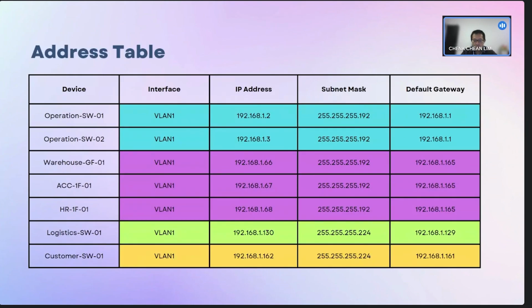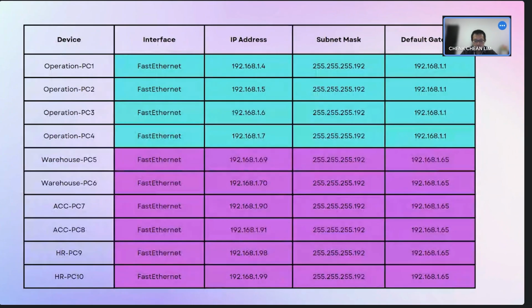The default gateway is basically known as the default router. When the destination is unknown, it is the one the traffic will be sent to. For example, in location A, the switch operation SW01 connects to the interface GI0/0, and the IP is 192.168.1.1. So the default gateway will be the same.